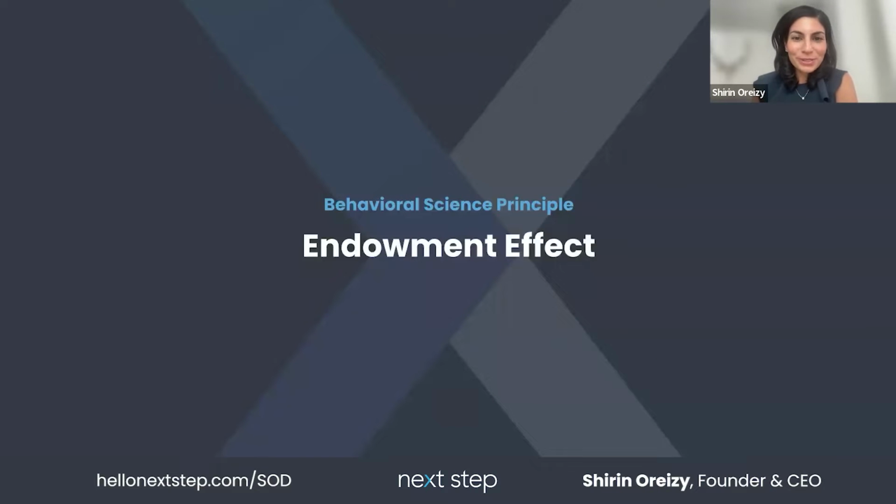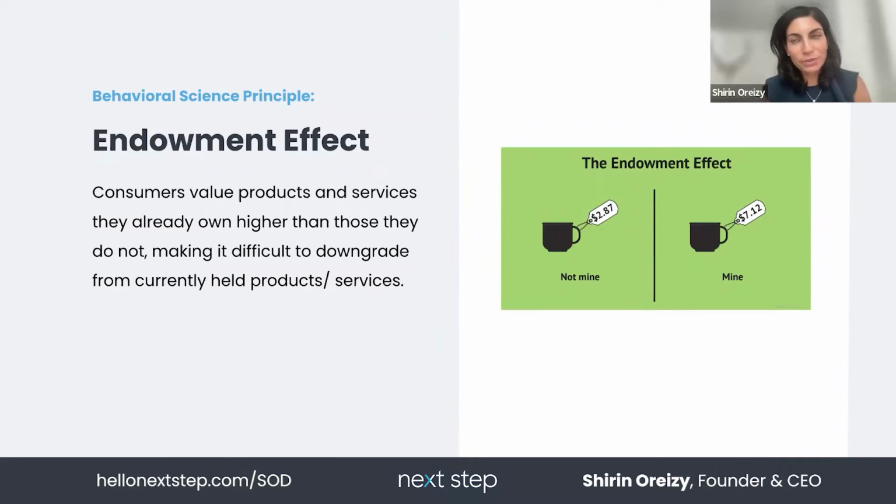For our behavioral science principle today, we're going to be covering the endowment effect. So the endowment effect basically means that as humans, we tend to value products and services that we already own as higher than those that we don't. The research behind it is quite clever.